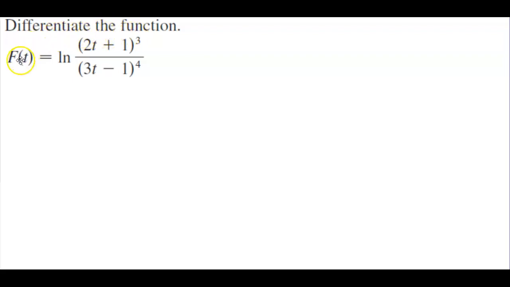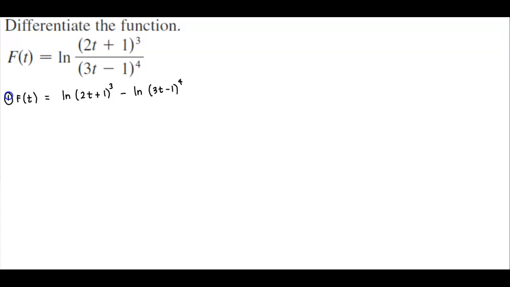Differentiate the function f of t, which is equal to the natural log of (2t plus 1) cubed over (3t minus 1) to the fourth power. So before we actually take the derivative of this function, let's go ahead and simplify this using the properties of logarithms. Since this is division, we can state that it is the natural log of (2t plus 1) to the third power, and we can subtract the natural log of (3t minus 1) to the fourth power.